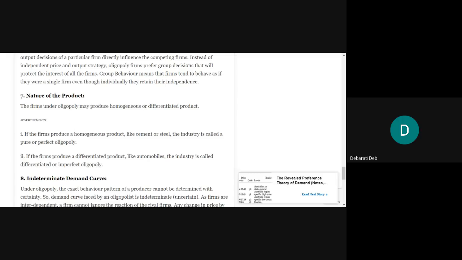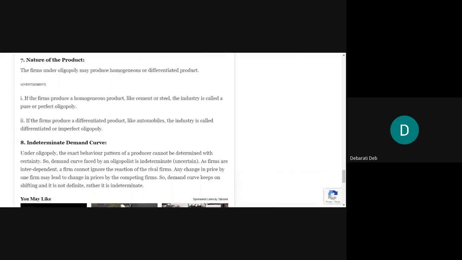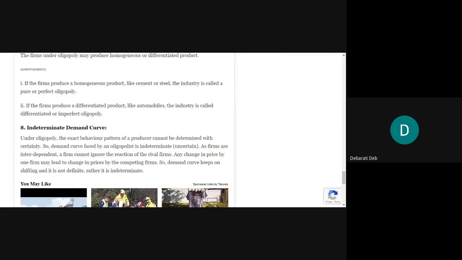Right. So group behavior will indicate that the firms will behave as if they were a single firm, although they are individual, and they will retain their independence. The nature of the product of firms under oligopoly may be both homogeneous as well as differentiated. If the firms produce a homogeneous product like cement or steel, the industry is called a pure or perfect oligopoly.